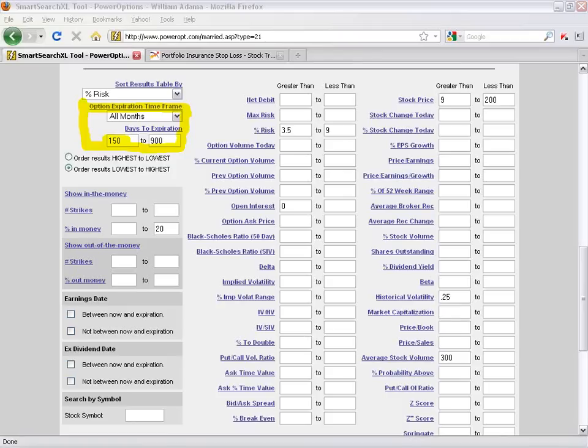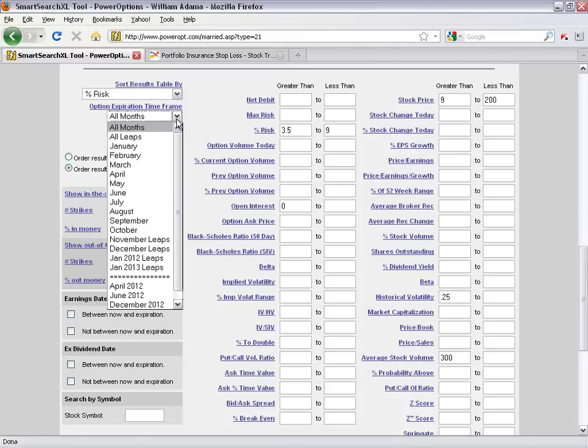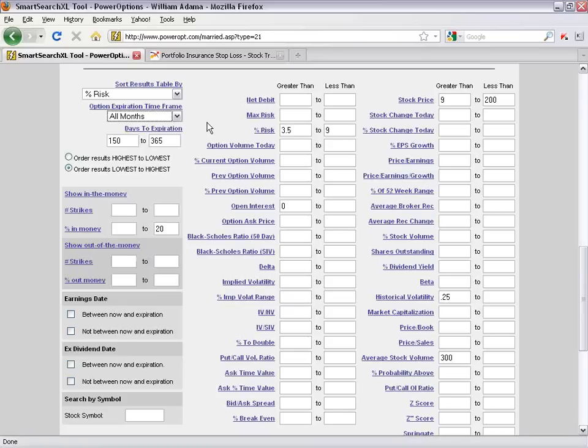Now, if I wanted to limit this specific range, let's say, to be at least 150 days out, at least 5 months, but go no more than a year out in time, I'll just change the upper level to be less than 365 days out. I can, of course, choose specifically if I wanted to only see those positions that had leap options available. We'll click the drop-down menu from the option expiration time frame, and I can select January 2012 leaps or January 2013 leaps.